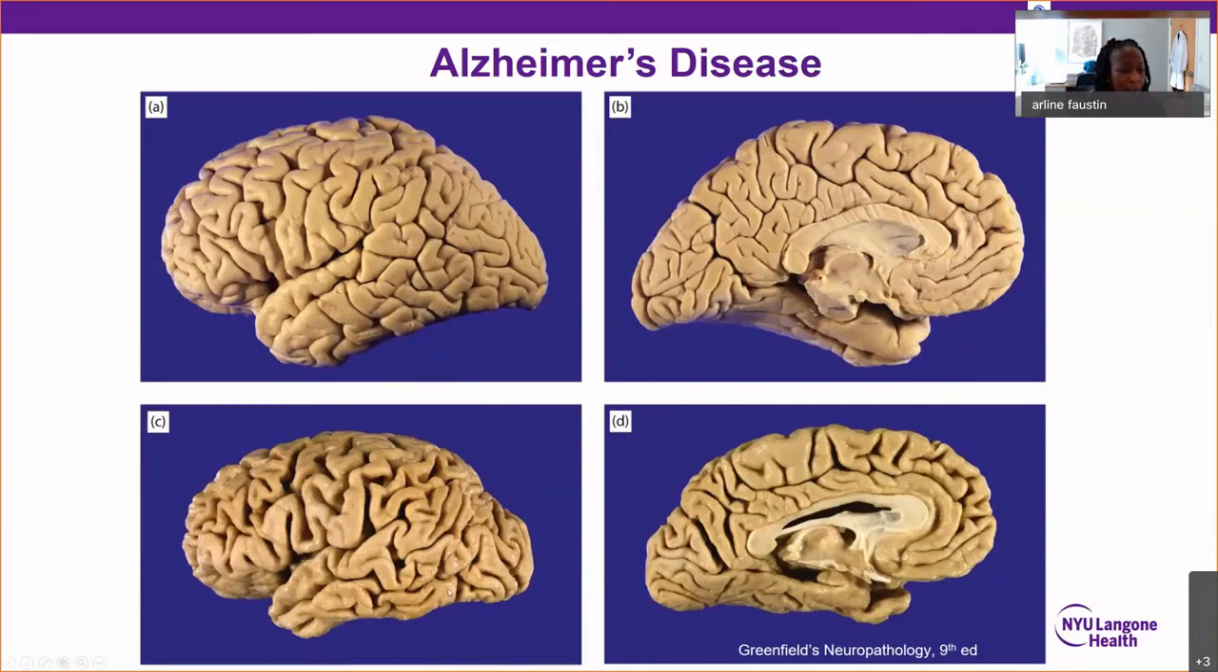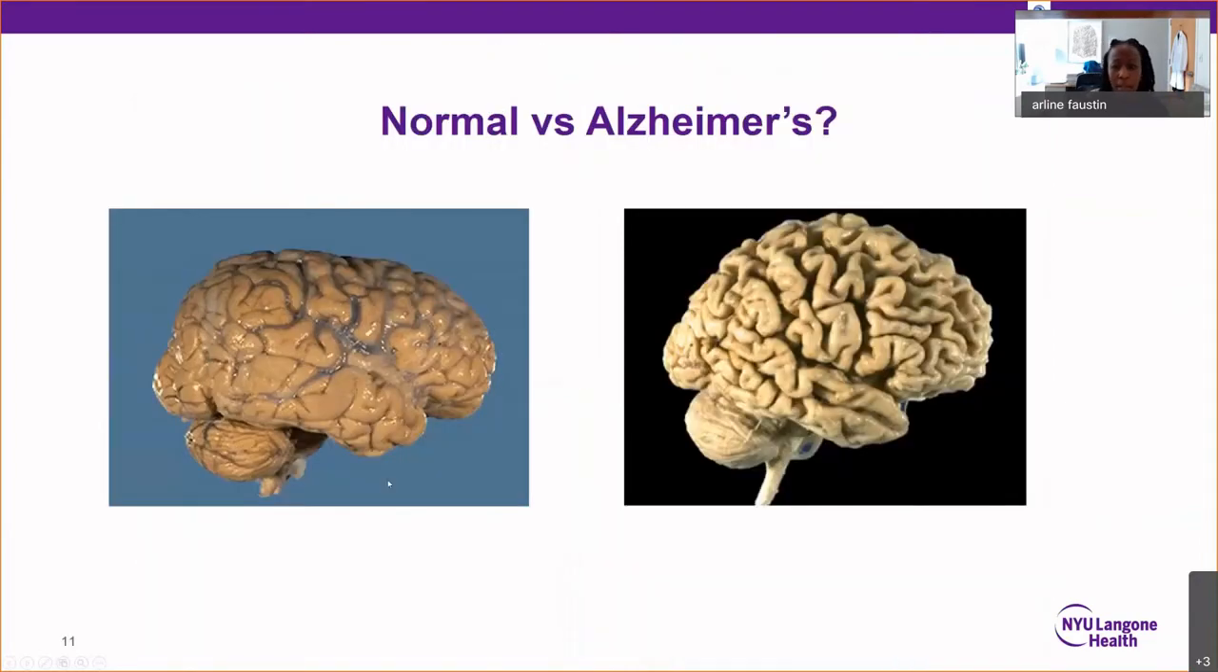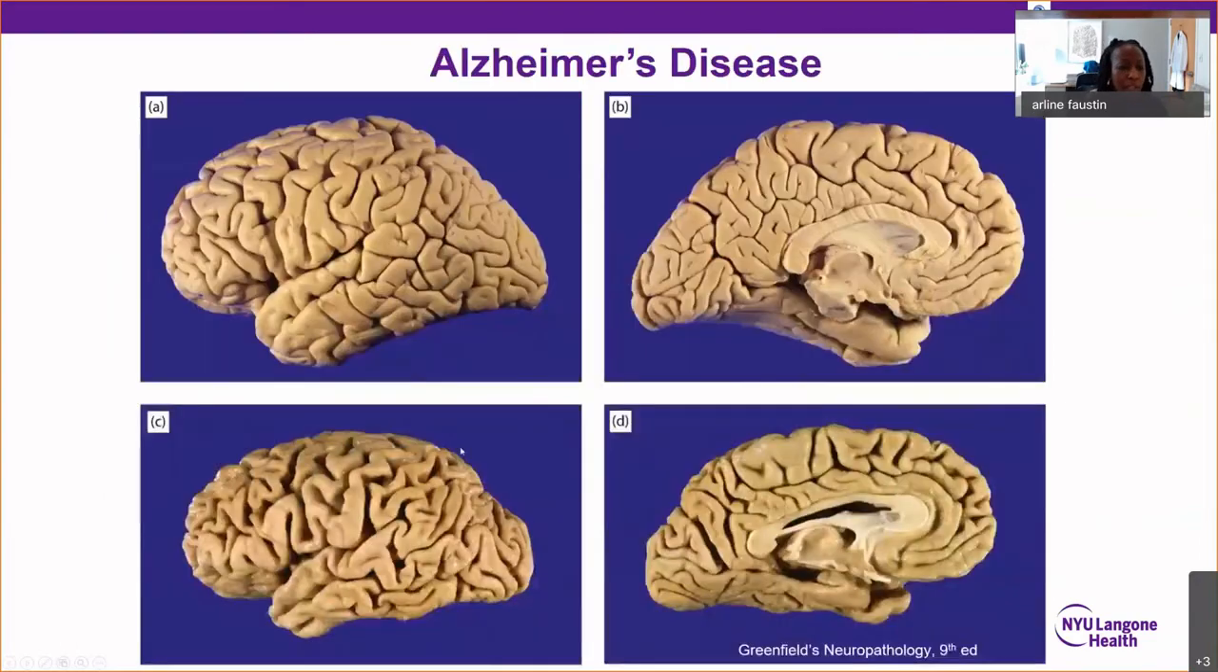Now coming down in figure C on the bottom left, you'll notice some widening of the gyri, widening of the cell side. Not as dramatic as the images that I showed you before, right? So let's go back. Look how wide this is. Very, very dramatic. A little less dramatic here, but still apparent. This is too wide to be normal.